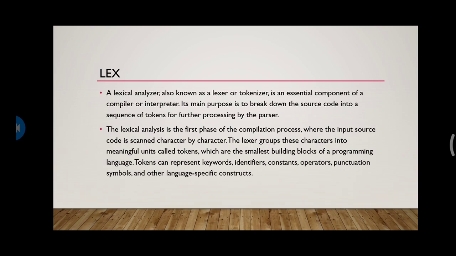A lexical analyzer, also known as a lexer or tokenizer, is an essential component of a compiler or interpreter. Its main purpose is to break down the source code into a sequence of tokens for further processing by the parser. Lexical analysis is the first phase of the compilation process, where the input source code is scanned character by character. The lexer groups these characters into meaningful units called tokens, which are the smallest building blocks of a programming language. Tokens can represent keywords, identifiers, constants, operators, punctuation symbols, and other language-specific constructs.